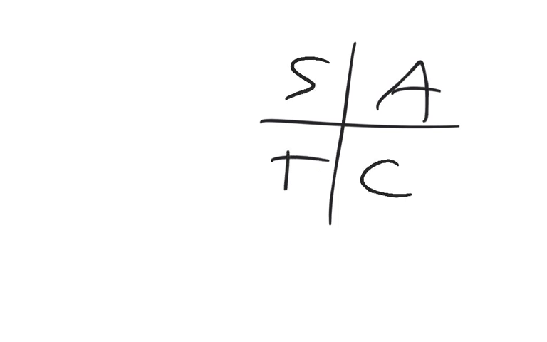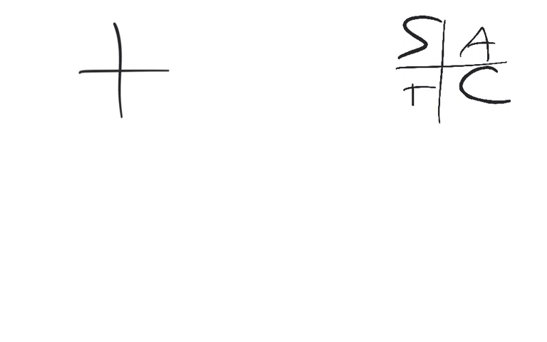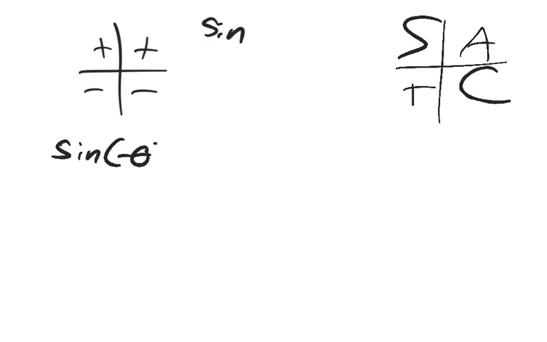Okay, so to explain even and odd, I'm thinking about how all students take calculus. So let's focus first on sine. Sine is positive, positive, negative, negative. Let me write what the identity is: sine of negative theta equals negative sine theta. On its own that just seems like nonsense.